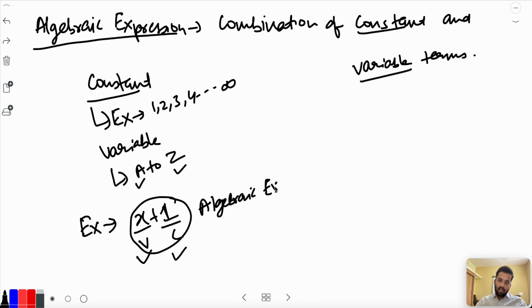I hope you are getting it. Let's take another example, example number 2. We can take any alphabet. I will take z plus 3. Again, z is a variable and 3 is a constant. Again it is a combination, so again it is an algebraic expression. I hope you understand what an algebraic expression is. So let's switch to the next topic.